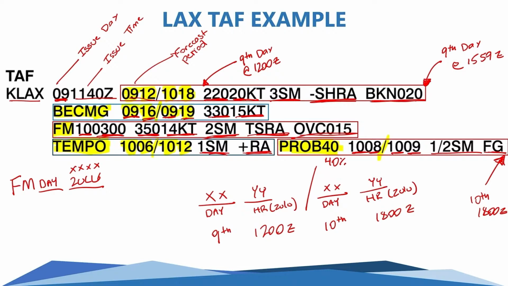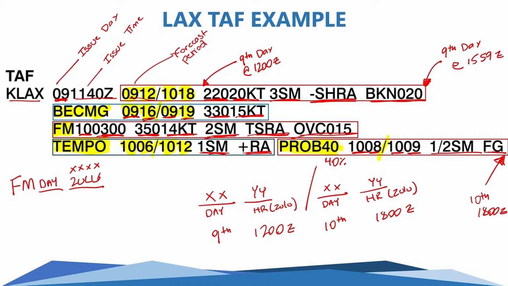So what is the weather from 10:09 to 10:18? So basically the weather would just be a continuation. Very clear. All right. Probability is just the probability of whatever this is going to occur. For this 1 hour period between 0800 and 0900, we are expecting a 40% chance of a half a statute mile and fog. Minus SHRA is light showery rains, or what we would say light rain showers for simplicity.